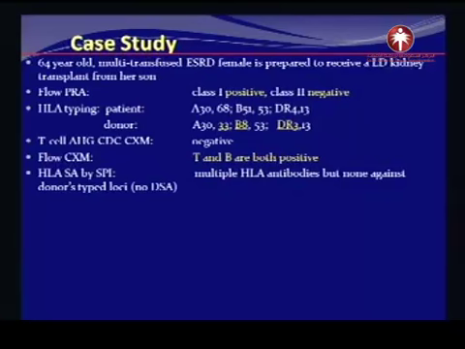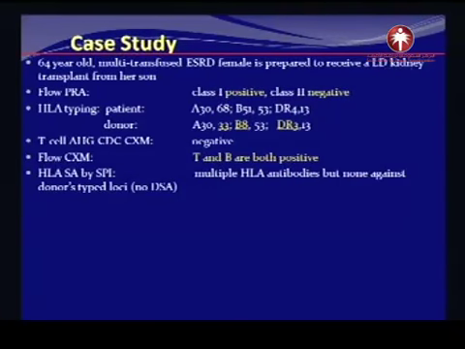The next case is a 64-year-old multi-transfused end-stage kidney disease female prepared to receive a living donor kidney transplant from her son. On the flow PRA, she's clearly positive for class 1 and negative for class 2. HLA typing is as shown. The mismatched antigens with her son are A33, B8, and DR3. The T-cell AHG-CDC cross-match was negative. Okay? The flow cross-match showed both T and B cells positive.